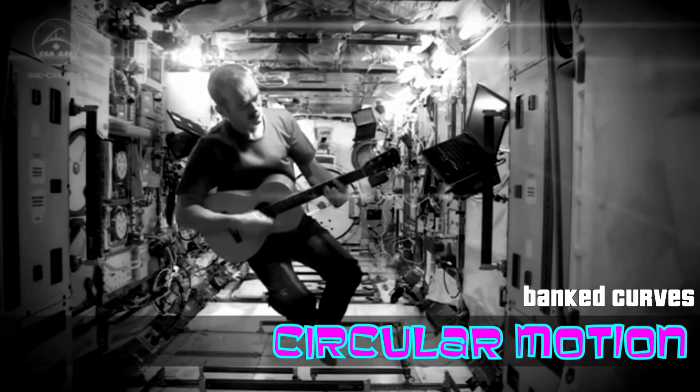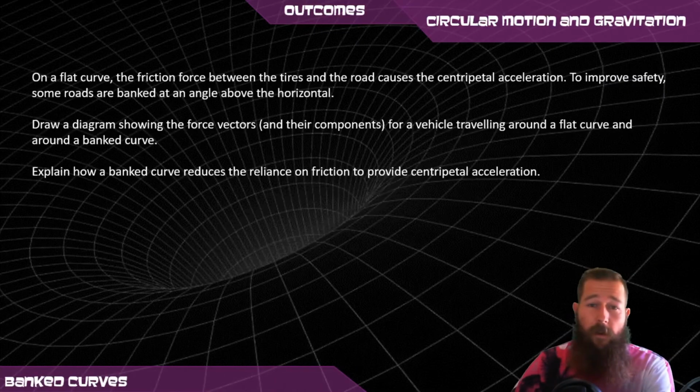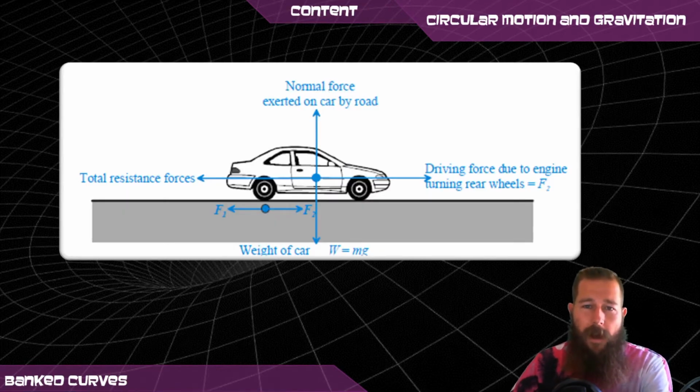Banked curves. In this video, we'll be analysing uniform circular motion and the specific example of a car going around a banked track. So first, let's look at an example of a car on a normal road and the forces that are acting on it.